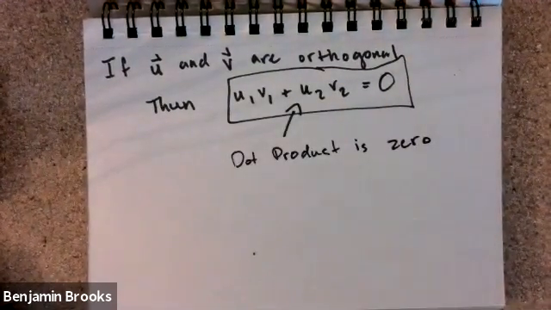All right, I hope you guys enjoyed that video. That was it. That's the main idea of the dot product. On the next video, we're going to do some problems with this. But the main thing is, if you have two vectors u and v that are orthogonal, they are perpendicular, then their dot product is 0.